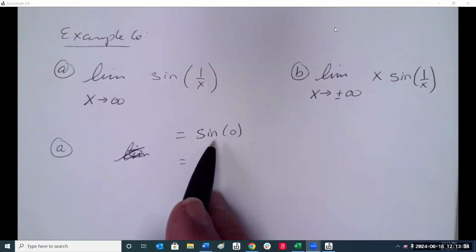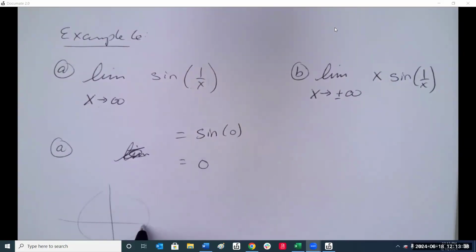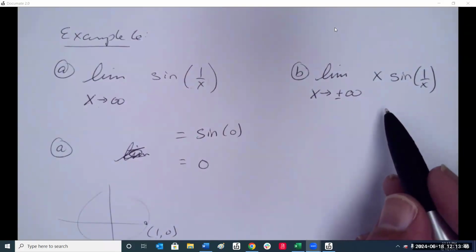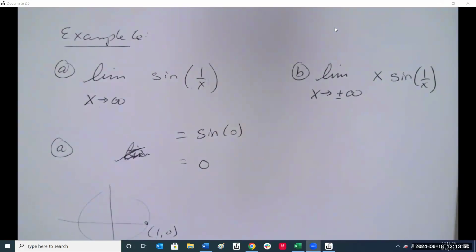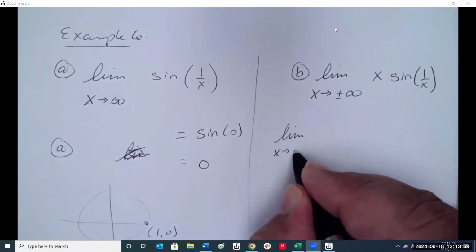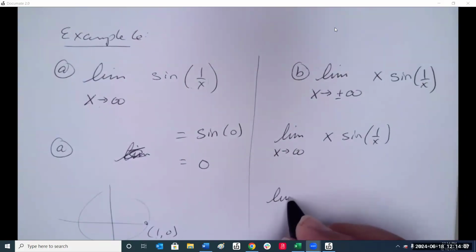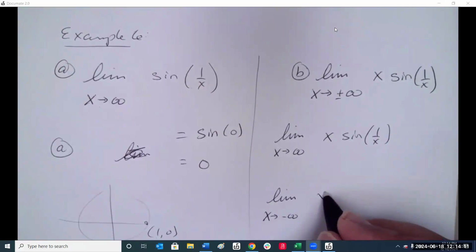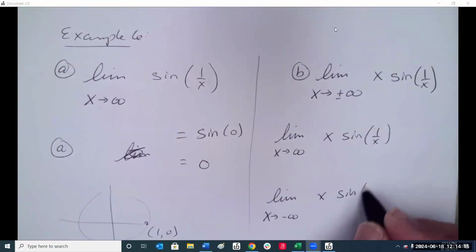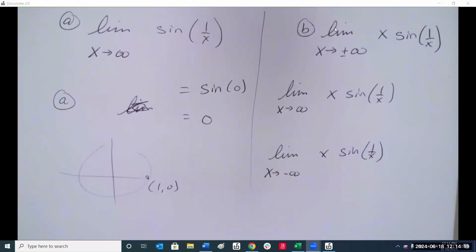remember the unit circle? Sine deals with the y-axis. So at 0 degrees, this is 1 comma 0. Sine is 0. Cosine's 1. Okay, now this one. So we have to do two of them. We have to take the limit as x approaches positive infinity of x sine 1/x, and the limit as x approaches negative infinity of x sine 1/x. Don't think this one's as easy as it looks.